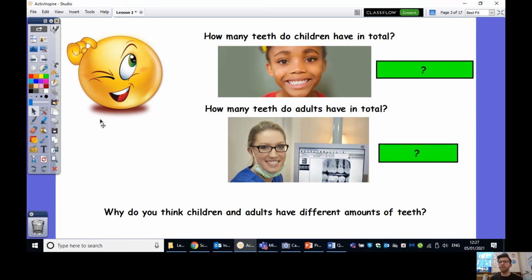So you may find, I'd advise probably not putting your hands in your mouth and trying to count that way, but you may be pausing the video and going to have a look in the mirror. Can you count roughly how many you've got? And then from that, how many teeth do you think adults have in total? Well, maybe they're exactly the same. So what do you think?